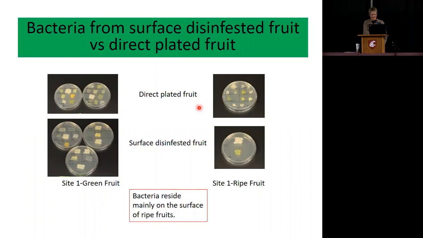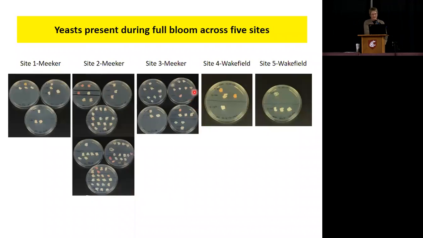Okay, let's take a look at yeast. These are the yeast present during full bloom across all 5 sites. And again, just like the bacteria, we do have color variations. And again, the question is, were these yeasts that were present at full bloom present early and also late?